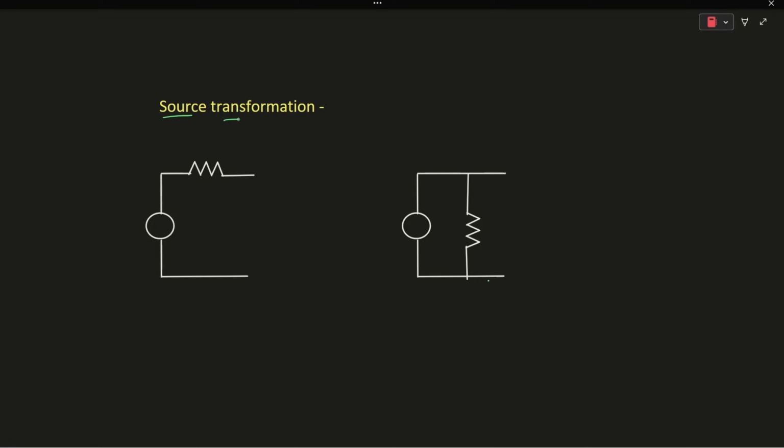In this tutorial, we are going to learn about source transformation. Source transformation is basically a technique that is used to simplify various kinds of electrical circuits.